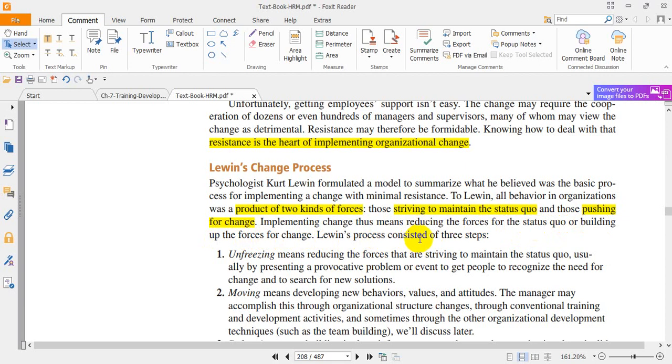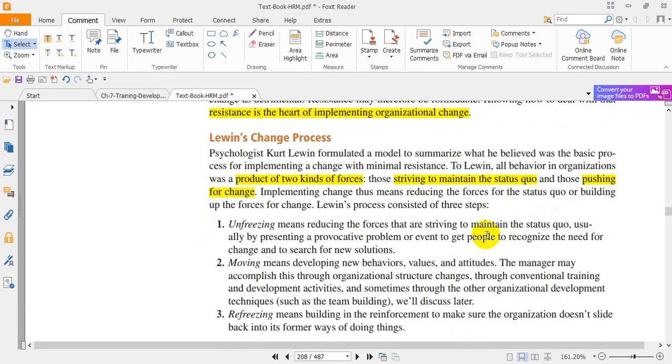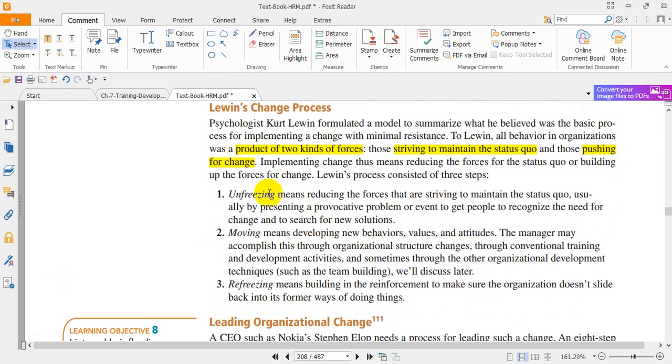Lewin's process consists of three steps. The first step is unfreezing, meaning reducing the forces that are striving to maintain the status quo.